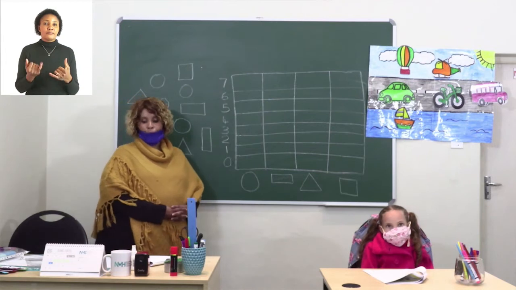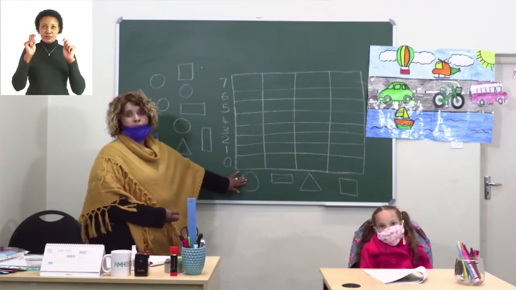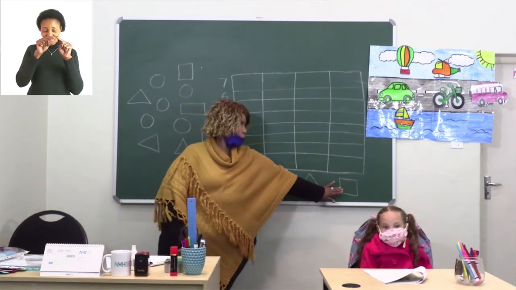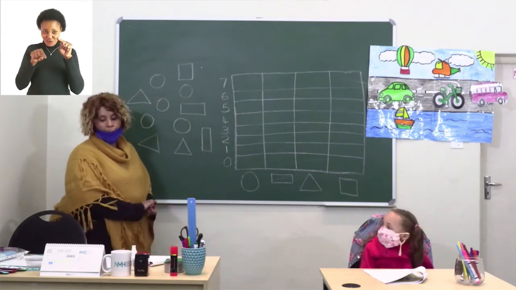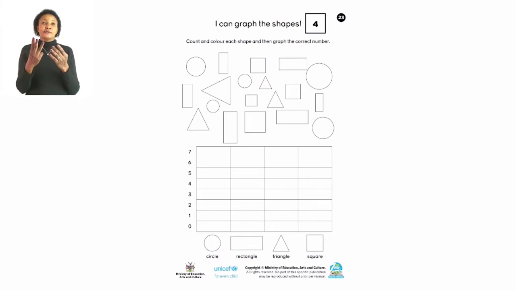Now we are going to talk and learn all about different shapes: circle, rectangle, triangle, square. And if you go to page 23, you will see that it says, count and color each shape and then graph it to the graph. So you have to count them first and then you circle them. I will do the first one with you, the circle.